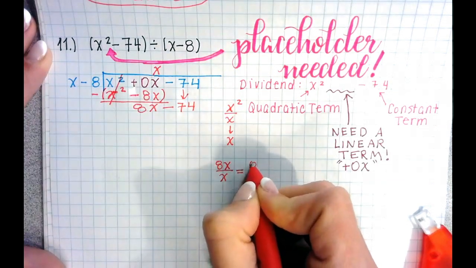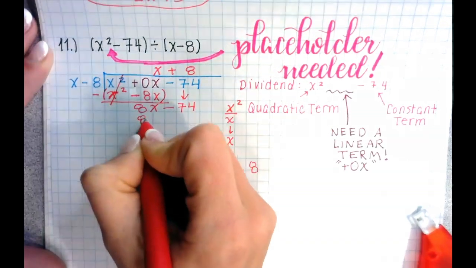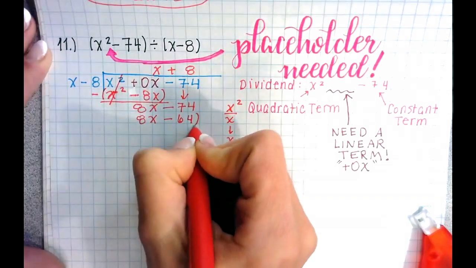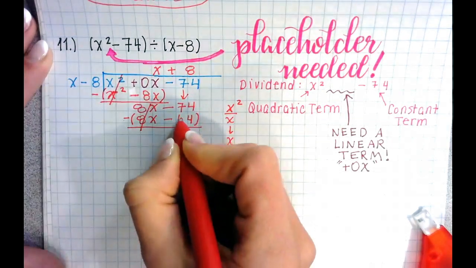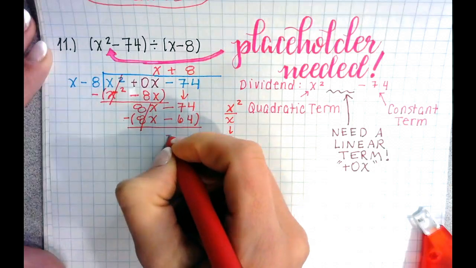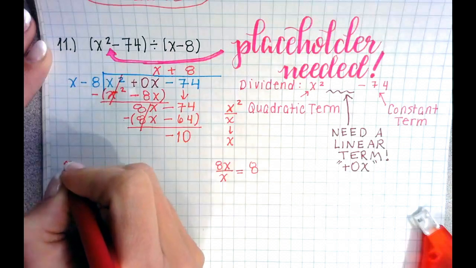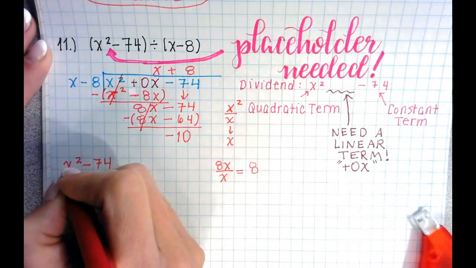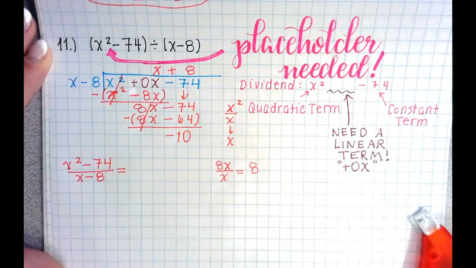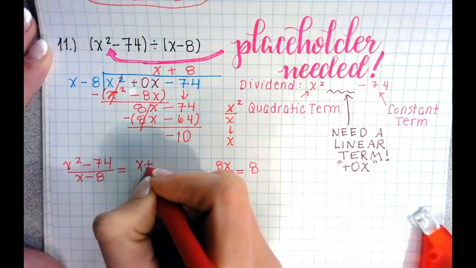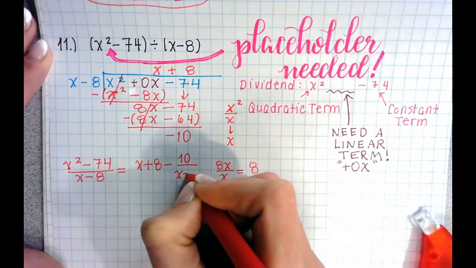And that gives me 8. I'm going to write plus 8 up there. Multiply 8x minus 64. Parentheses, minus sign, underline, cancel. Minus negative is plus. Negative 74 plus 64 is negative 10. Remainder. So my answer is x squared minus 74 over x minus 8 is equivalent to x plus 8 minus 10 over x minus 8.